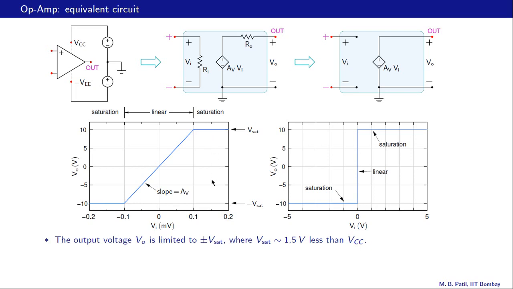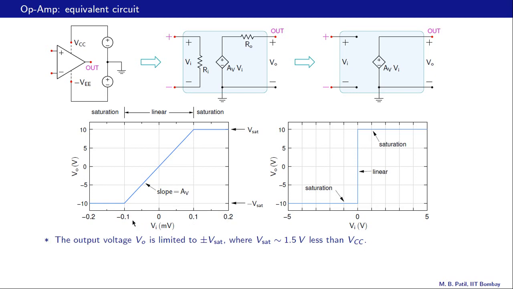Now this difference therefore is 20 volts, and we know the slope of this linear region, that is 100,000 or 10 raised to 5, and therefore we can calculate the width of this linear region. What would that be? That would be 20 divided by the slope, which is 10 raised to 5. So that comes to 200 microvolts, or the same as 0.2 millivolts. So that means this entire width is only 0.2 millivolts in this case. So that is going from minus 0.1 millivolt to plus 0.1 millivolt.